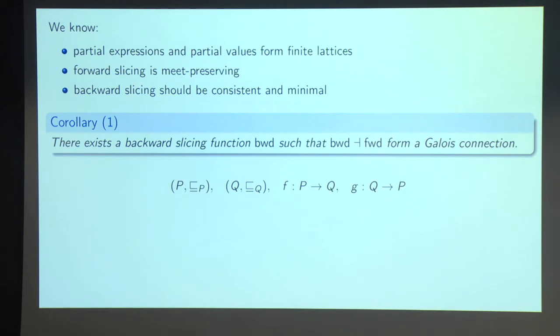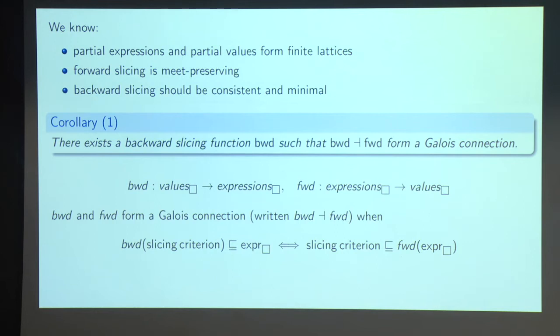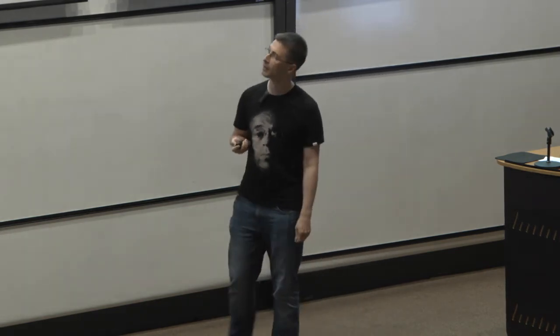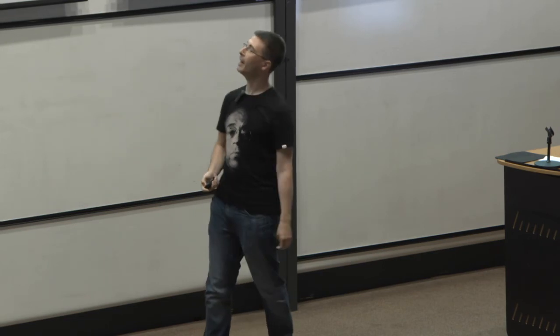Quick reminder, what is a Galois connection? If we have two sets, P and Q, each equipped with a partial order, and we have two functions, f that goes from P to Q, g that goes from Q to P, then f and g form a Galois connection, which is written with reversed turnstile, if and only if f of p is smaller than q if and only if p is smaller than g of q, okay? And so what this means in our concrete setting, if we instantiate f and g, we have backward slicing function that goes from partial values to partial expressions, forward slicing function that goes from partial expression to partial values. And these two functions form a Galois connection when backward slicing, given slicing criterion, is smaller than a partial expression, if and only if forward slicing that partial expression is greater than the slicing criterion. Okay?